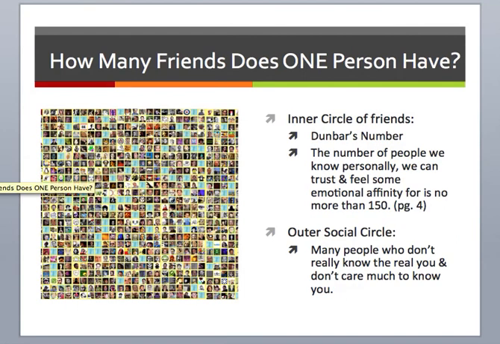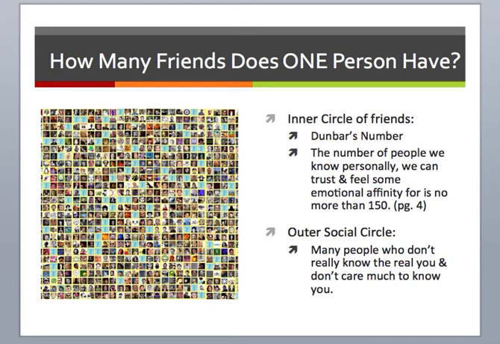Dunbar's number is a theoretical cognitive limit to the number of people with whom one can maintain stable social relationships. These are relationships in which an individual knows who each other person is and how each person relates to every other person. Proponents assert that numbers larger than this generally require more restricted rules, laws, and enforced norms to maintain a stable, cohesive group. No precise value has been proposed for Dunbar's number, but a commonly cited approximation is 150.